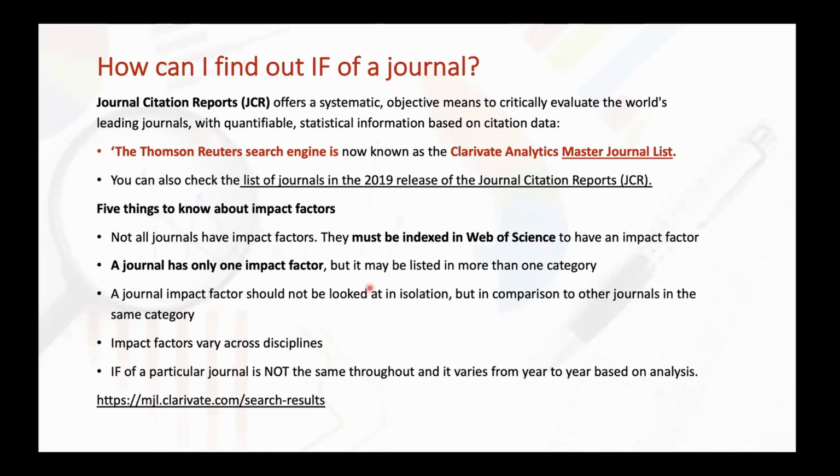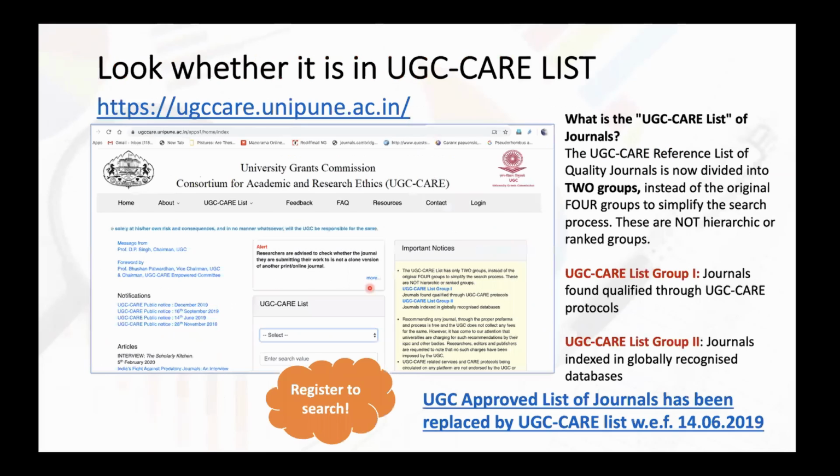There are multiple things that I am not going into the details of, but this is the only point you have to remember. If any journal proclaims that they have such and such impact factor, you always cross-check with the Clarivate Analytics journal list and impact factor list every year. That's the first thing to remember.